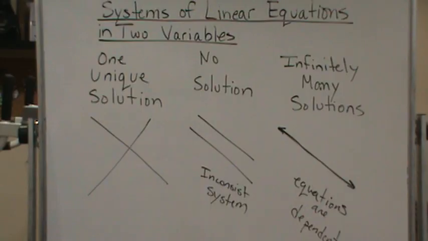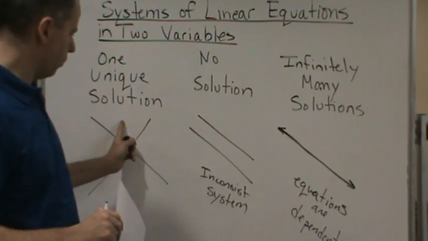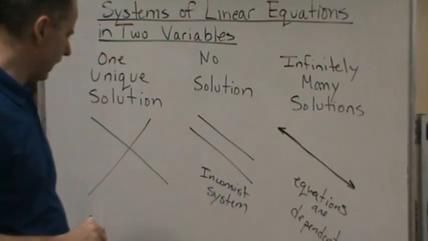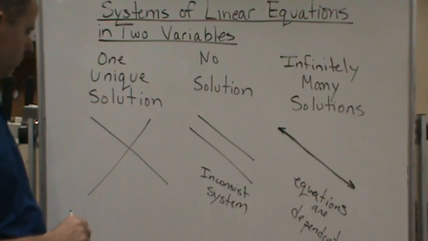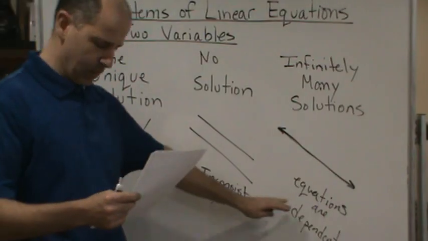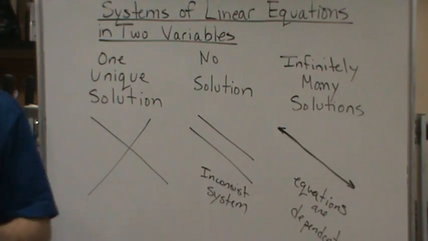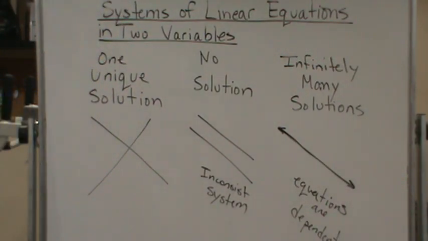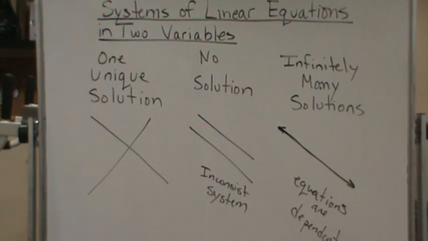I believe in either one of these cases it might be a consistent system, but anyway, these are the two terms that I want you to know. All right? So that's it. Just remember, those are the three possible outcomes when solving or trying to find the solution to a system.